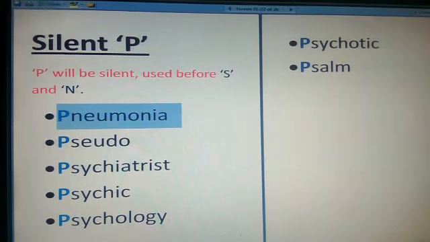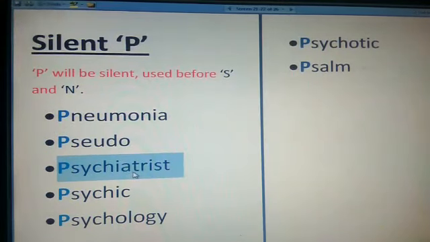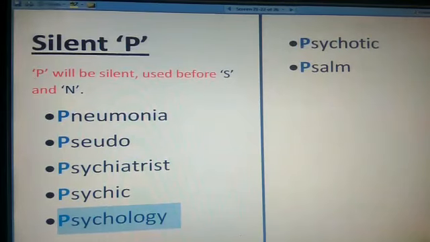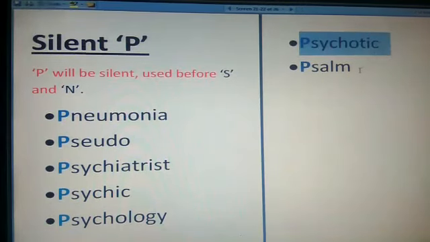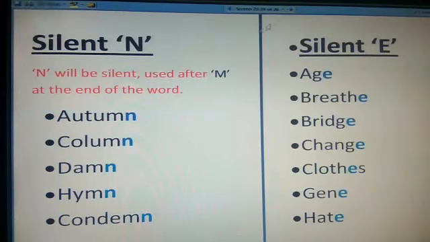Pneumonia, pseudo, psychiatrist. How do we read it? Psychiatrist, psychic, psychology, psychotic, and psalm. Now move on to the next silent letter, that is N.